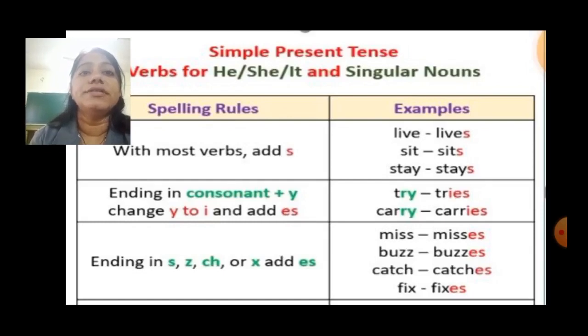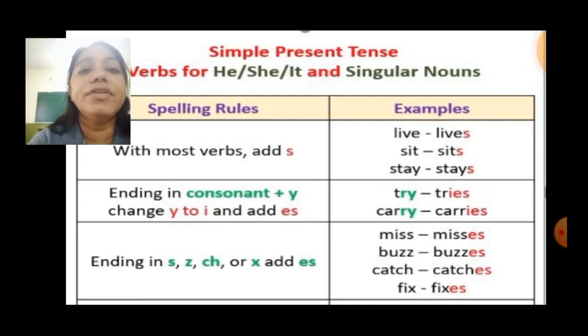Simple present tense, verbs for he, she, it and singular nouns. We have seen that with most verbs we will add s. For example, leave, leaves, sit, sits, stay, stays, etc. And we have also seen that for a verb which ends with y and has a consonant before it, we will remove y and add ies to it. For example, try, tries, carry, carries, etc.